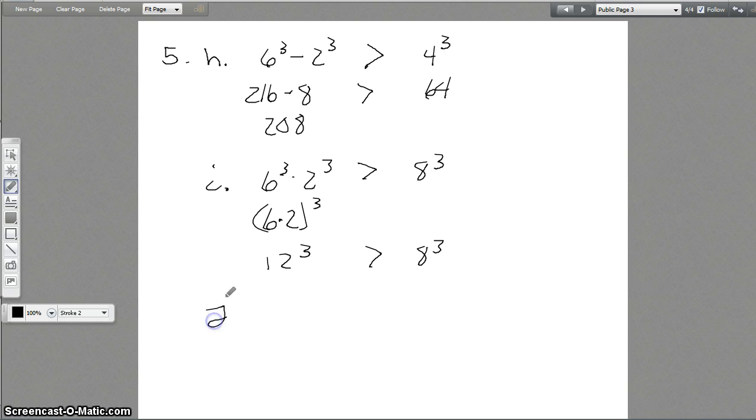Okay, part J. We have 6 cubed divided by 2 cubed on the left side, and then we have 3 cubed on the right side. Well, since these are both raised to the same power, it means that we can put them inside of parentheses and raise them to the power together. 6 divided by 2 is 3, so this is 3 cubed. Well, 3 cubed is what we have on the right side, so this is equal. 6 cubed divided by 2 cubed is equal to 3 cubed. That was number 5, which remember is just like number 10.